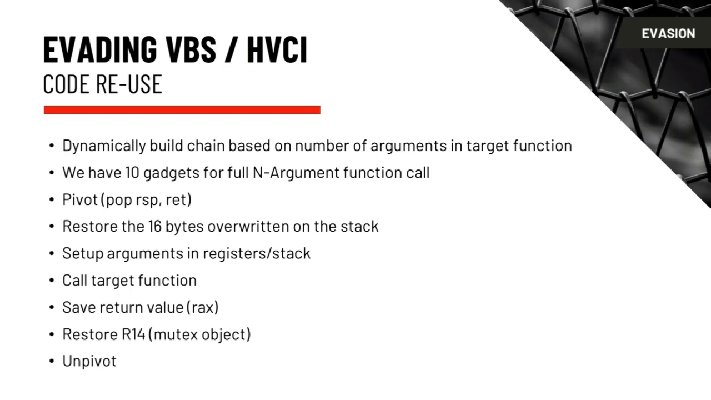It starts off with that pop RSP return gadget, and that gets us to our actual ROP chain. The first step is we had a few gadgets that we needed to restore the data we corrupted on the legitimate stack. So we had to put back the original pointer that we overwrote. Then you have to set up the actual arguments for the function call you want. So you have to push things onto the stack and set up things in registers. Then you actually call the target function to do whatever you want. Next, you can save the return value, directly back to user mode. And then there was just one register that we couldn't dirty through this process, R14, which contained the mutex object. So we just had to make sure we replaced that and then unpivot the stack to complete the attack.